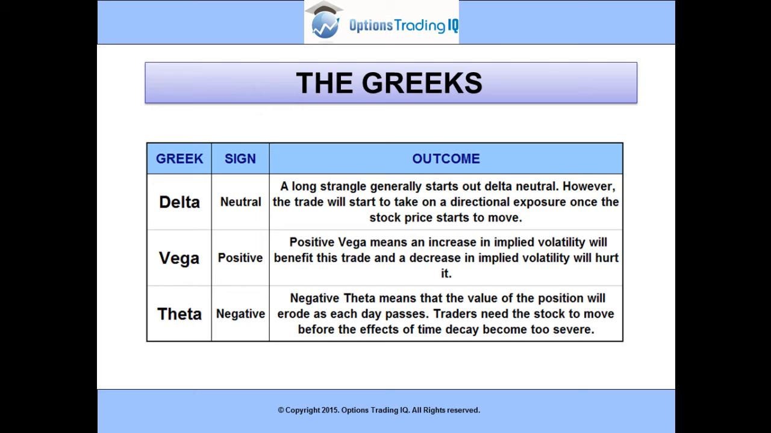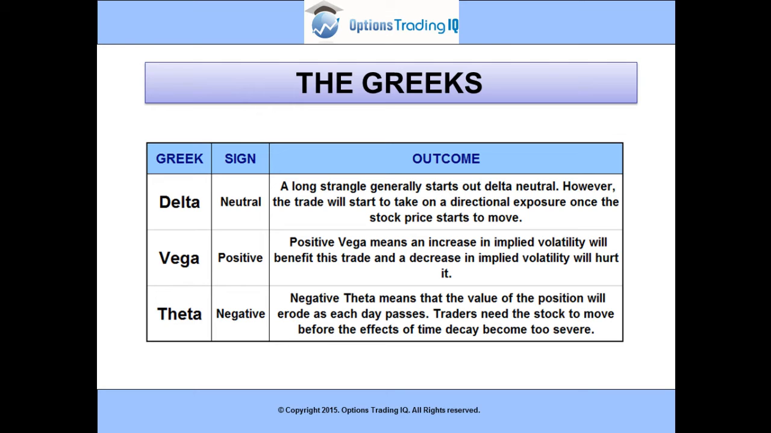VEGA, so the sign here would be positive, so it's a positive VEGA trade. And positive VEGA means an increase in implied volatility will benefit the trade, and a decrease in implied volatility will hurt it. So as we just said, we want implied volatility to go up after we place the trade. So a good time to be putting them on is when implied volatility is low and you're expecting it to rise.